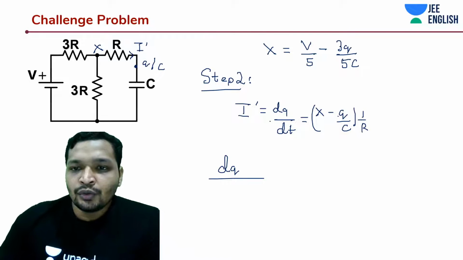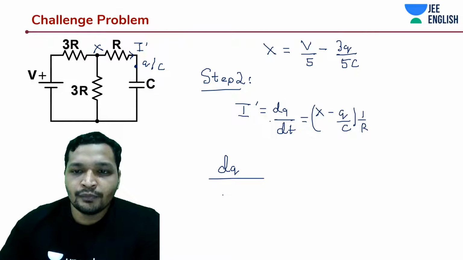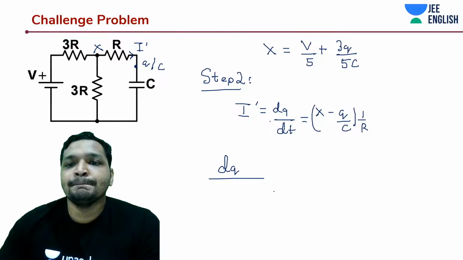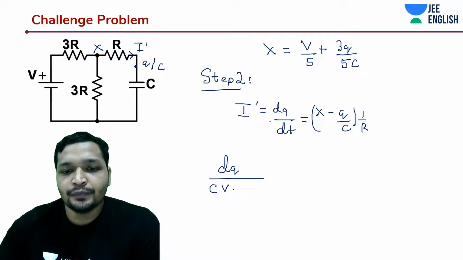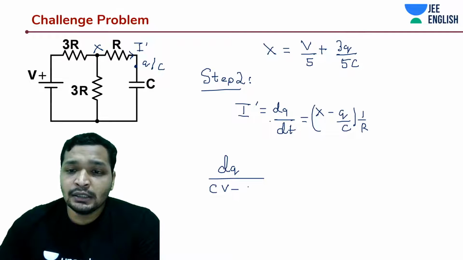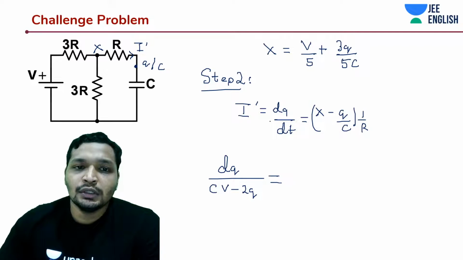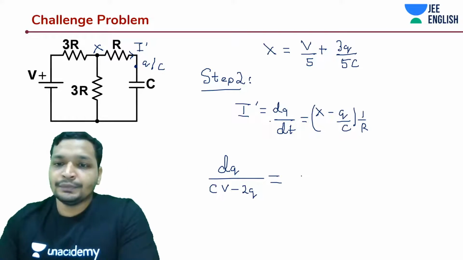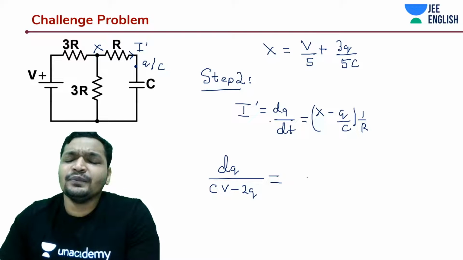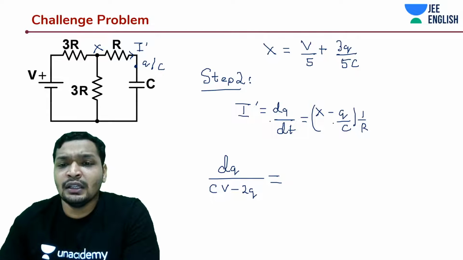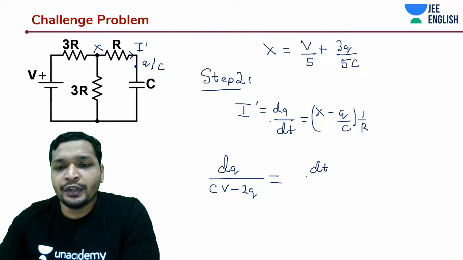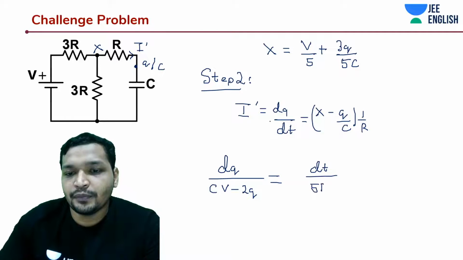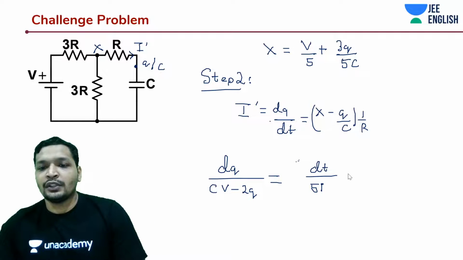Okay, so yes, now you are going to do this. This is going to be CV minus 2q is equal to, I think it is 5RC by 2, okay. And CV minus 2q is what you would get, and on the dt side, what would you have? On the dt side, you would have something like 5RC. Okay, you understood the time constant now.